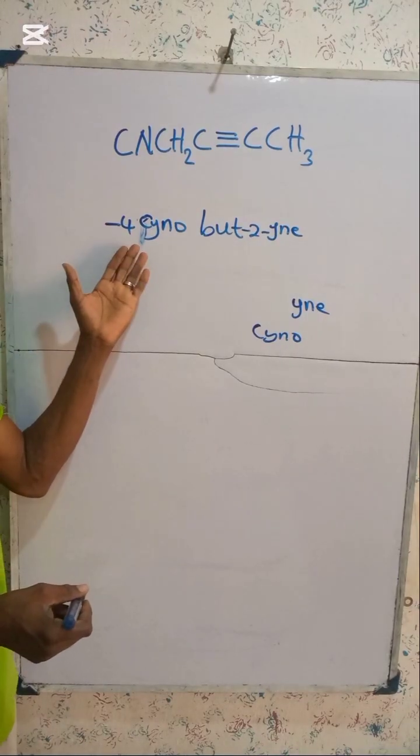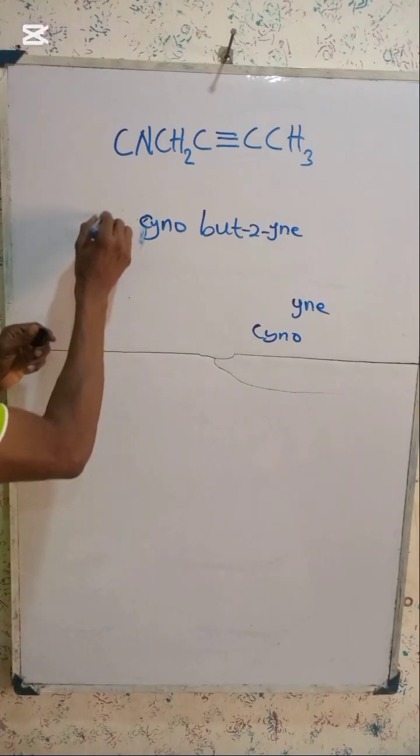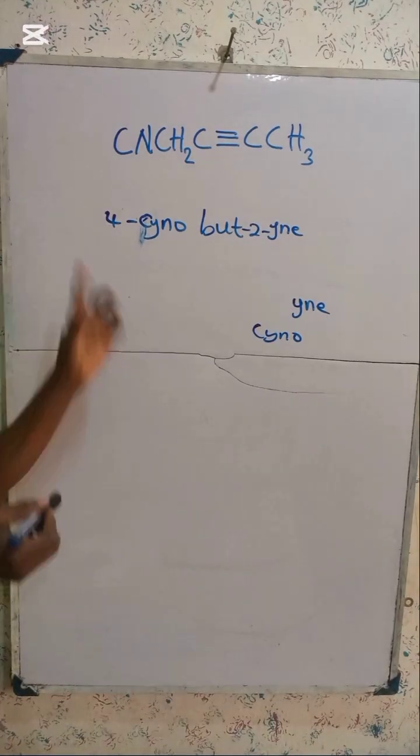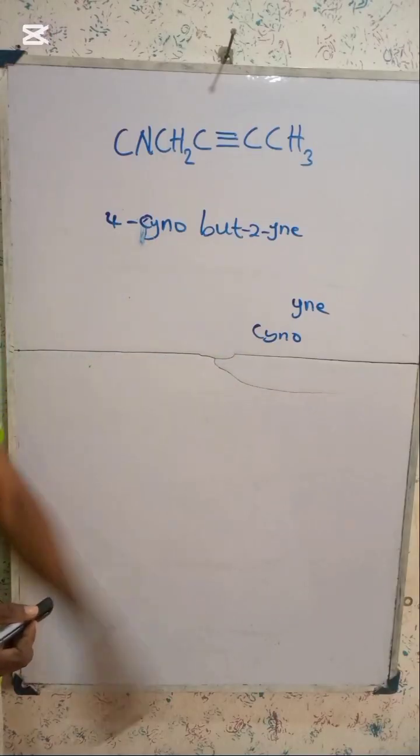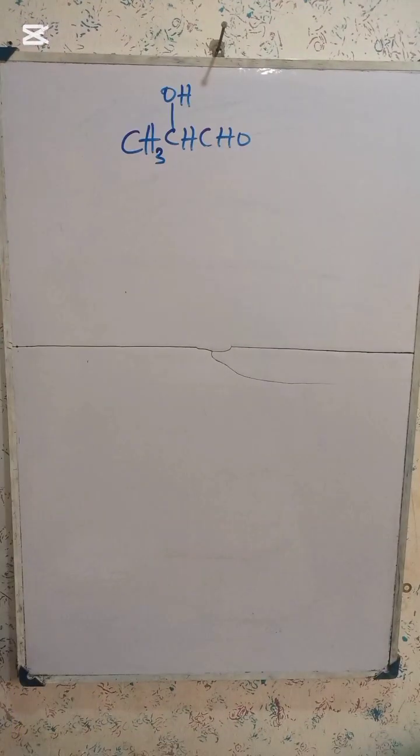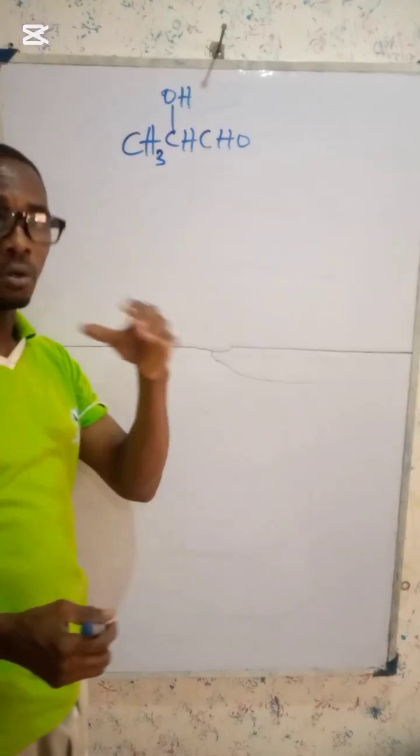Simply 4, put it this way, 4-cyanobutane. Thank you.